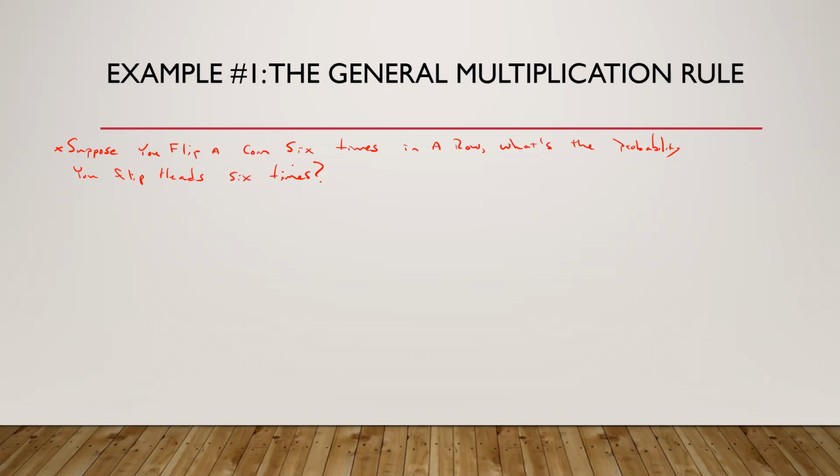Does this seem a little bit different than the ones we've been doing, maybe a little bit harder? Maybe not. So you're going to flip a coin 6 times in a row, and I just want to figure out the probability I get heads 6 times in a row.